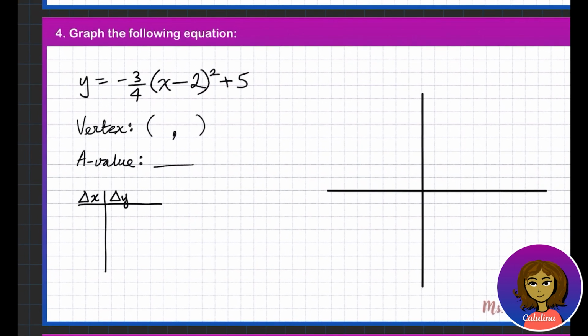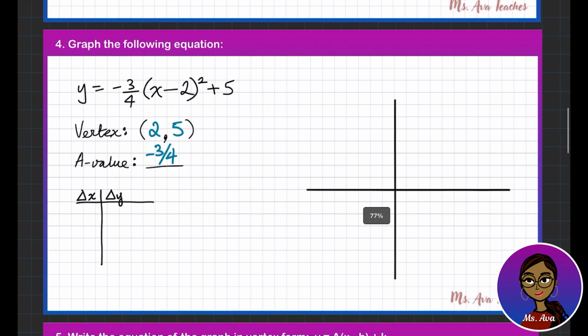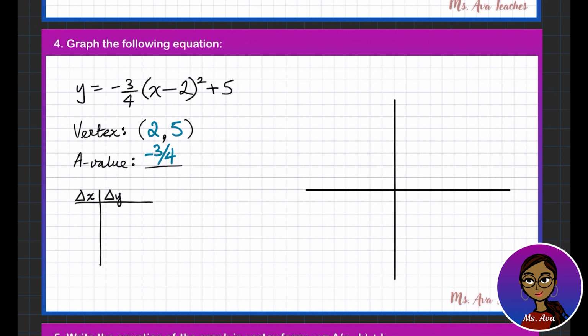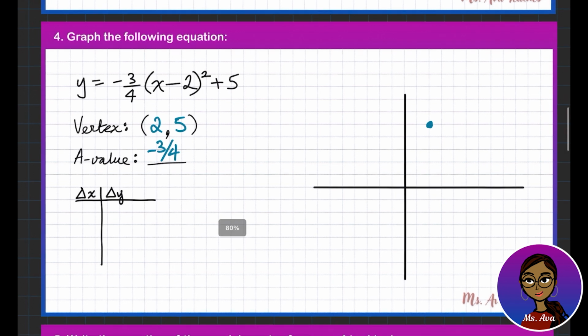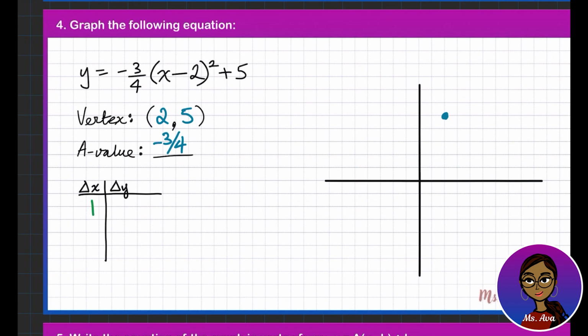It's a 2 and a 5. Yes, 2, 5. And then the a value, that's negative 3 over 4. Yes, awesome. So then we go ahead and graph the vertex. So 2, comma 5 right here. And then now we're going to figure out our values for the delta. So if we go 1 over, then we're going to write negative 3 over 4 times 1 squared. And then for going 2 over, we're going to do negative 3 over 4 and then 2 squared here.